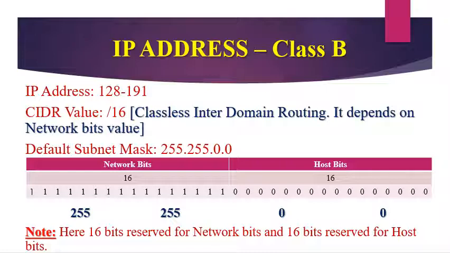The remaining 16 bit values are 0. That's why we have specified the default subnet mask as 255.255.0.0. So this is a class B address. And next we move on to class C.